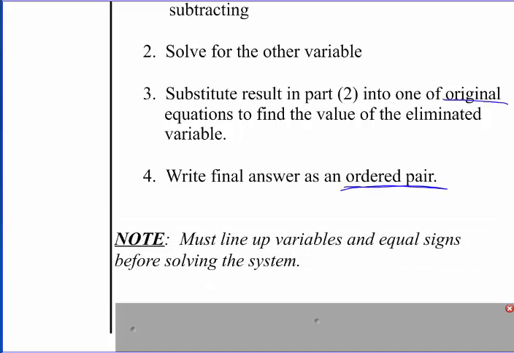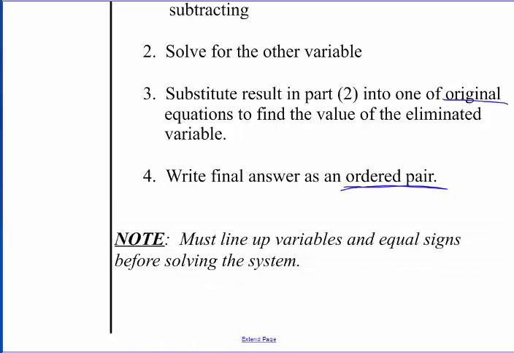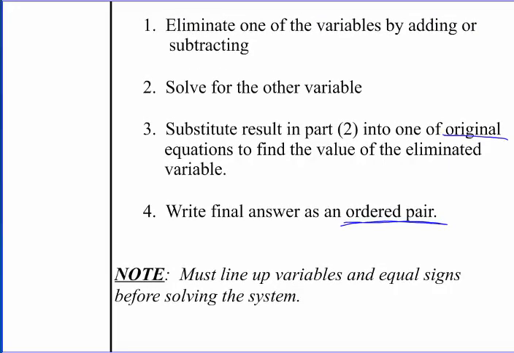Now, here's a note. One of those things that you might have to do first before you eliminate that first variable is make sure that everything is lined up. You have to make sure all the x variables are lined up, all the y variables are lined up, all the equal signs are lined up, and your constants are lined up. We will do an example. Example number 3 is an example of where we will have to rearrange the equations so that everything is lined up before you start your adding and subtracting to eliminate.